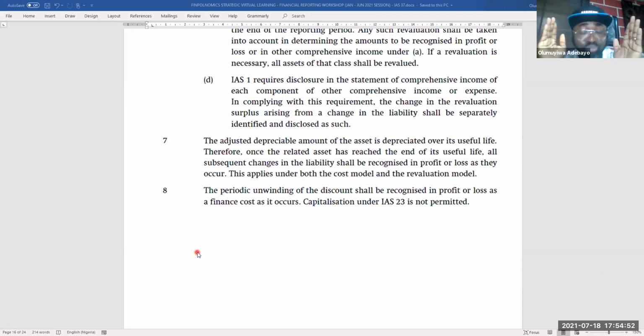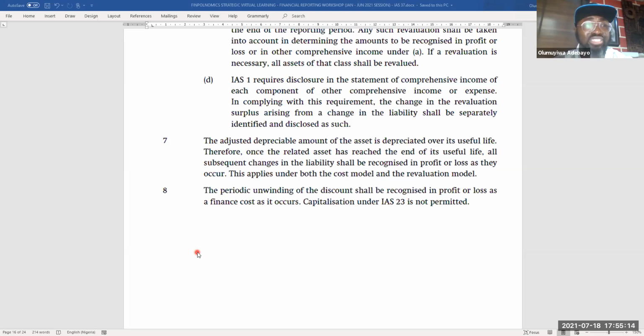And this applies for both the cost model and the revaluation model, because the asset to which the rule has been applied no longer exists because it has outlived its useful life. Therefore, only the liability exists, and any changes in the liability forthwith must impact profit or loss directly.